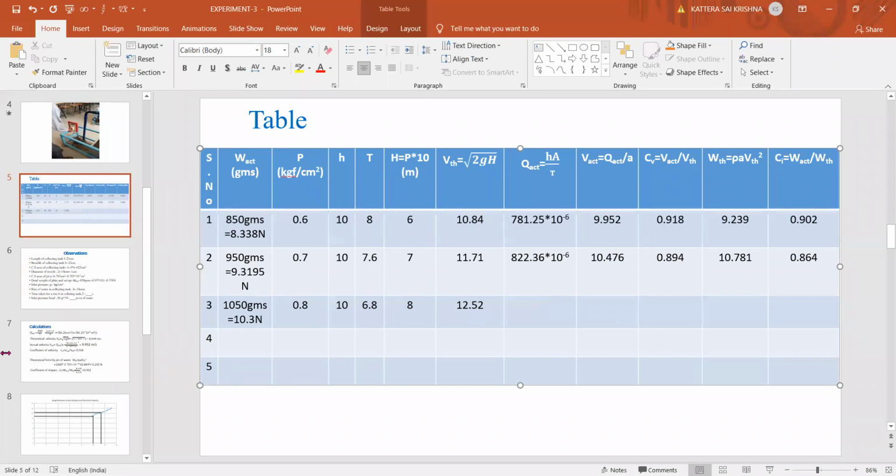Yes, sir. Calculate the value of Q actual, Gangaram. 9.11, sir. 9.11. Okay. Into 10 minus 6. Yes, Gangaram, 10 minus 6 will be there.